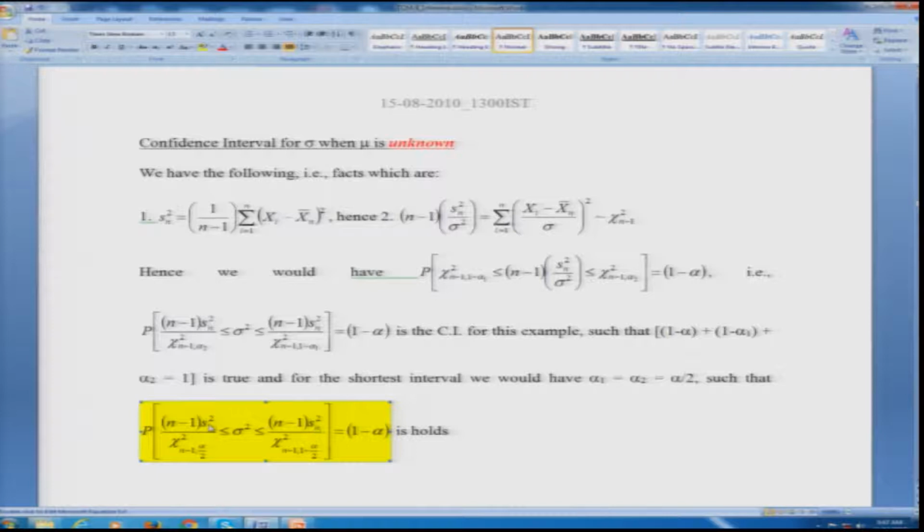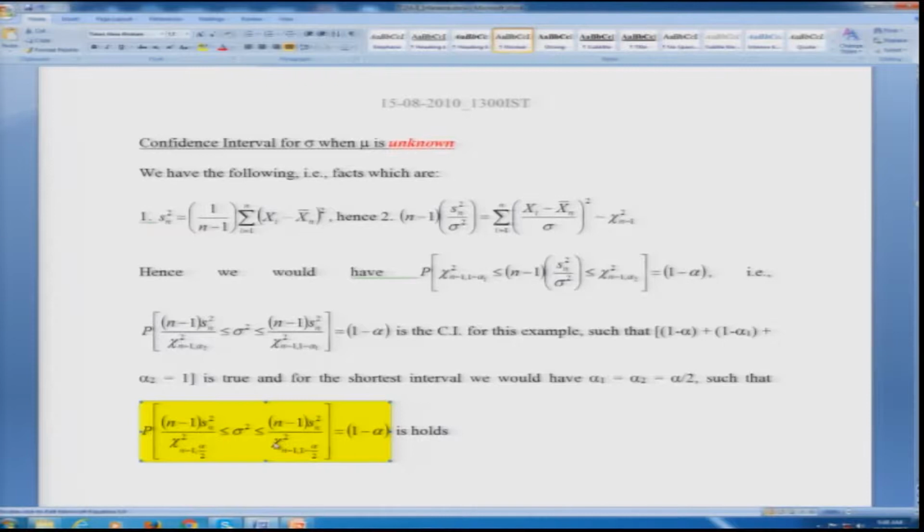Now, in the right hand side also I am only discussing the numerators. The same replacement has taken place logically. N has been replaced by n minus 1, s dash square suffix n has been replaced by s square suffix n, and in the denominator the things have changed accordingly. Alpha by 2 remains as it is, 1 minus alpha by 2 remains as it is, but the degrees of freedom which was n initially has changed to n minus 1. So, this would basically be the lower limit and this would be the upper limit, and the sigma square value would always lie between them, with 1 minus alpha being the level of confidence.